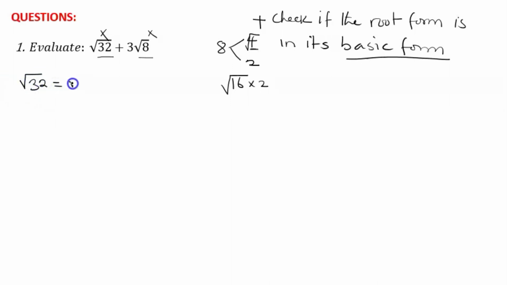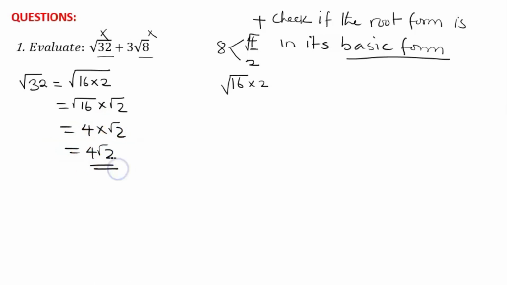Root 32 is the same thing as saying root 16 times 2, which is the same thing, from our rule, we talked about the rules of surds, as 4 multiplied by root 2. When this is done, this is 4 root 2. So this is now in its basic form.